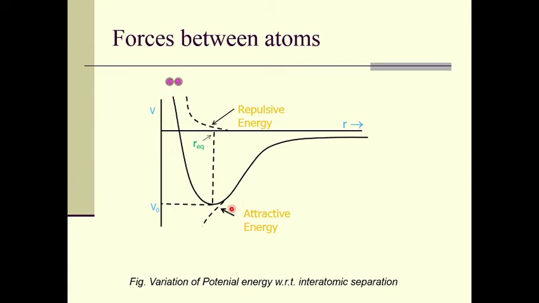It is because on the right hand side of this R equilibrium the attractive energy is dominant over the repulsive energy, whereas on the left hand side the repulsive energy is dominant over the attractive energy. At R equal to R equilibrium the two forces balance each other, right. So repulsive force and attractive force balance each other, and therefore there is a minimum in the potential energy, and the bond is formed between the two atoms.